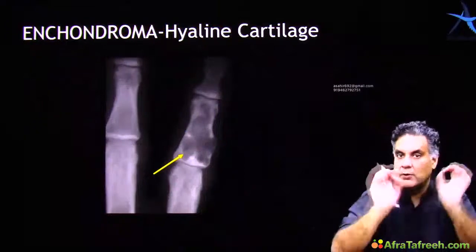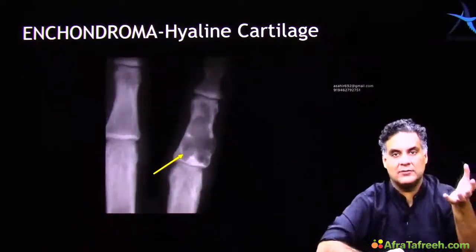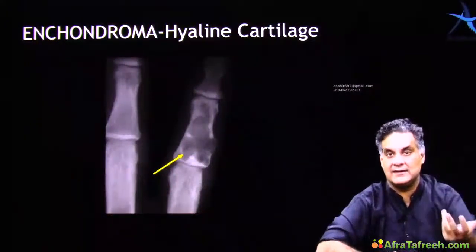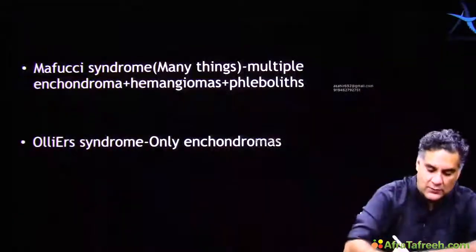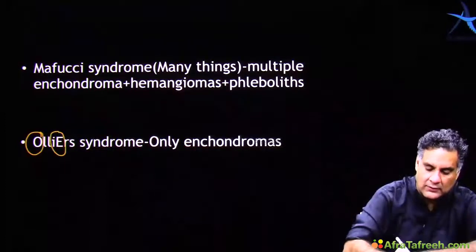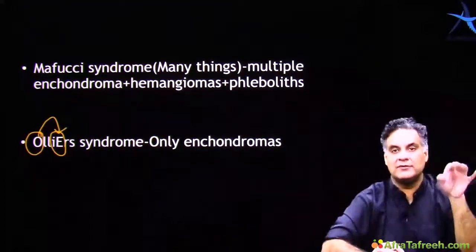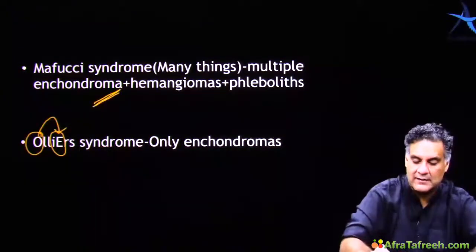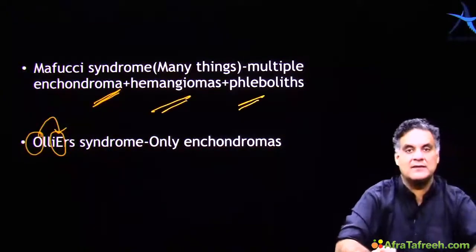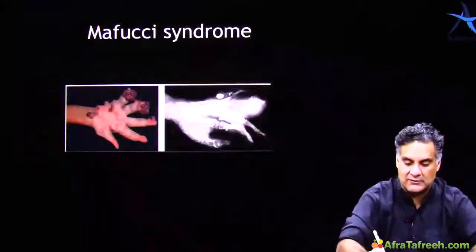The most common tumor of the bones of the hand is a cartilaginous tumor called enchondroma, which is rich in cartilage. There are 2 syndromes associated with them: Ollier's syndrome, which is only enchondromas, and then you have Maffucci, M for Maffucci, M for many things, that is multiple enchondromas with hemangiomas with phleboliths, which means the calcified superficial veins.